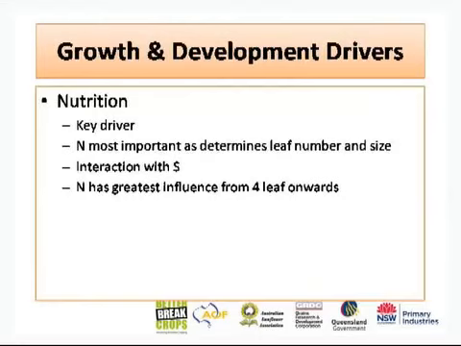The other driver of growth and development is nutrition. I'm just going to touch on it here because we're going to spend more time talking about it later. But with sunflowers, nitrogen is the most important factor, like with most crops, and it's probably the biggest driver of nearly everything in sunflower growth. It has an impact on your yield and oil content, but also on the size of leaves, number of leaves, and a range of other factors.